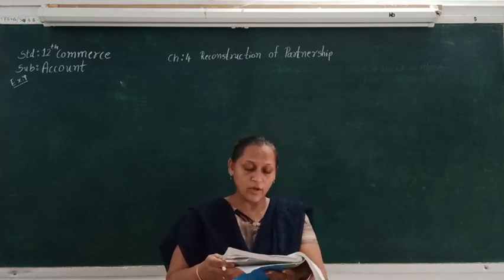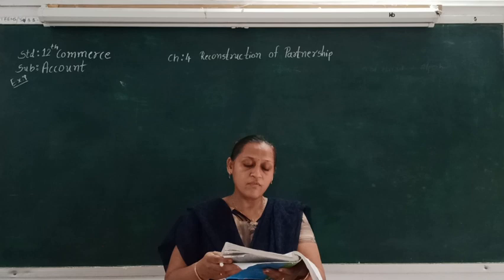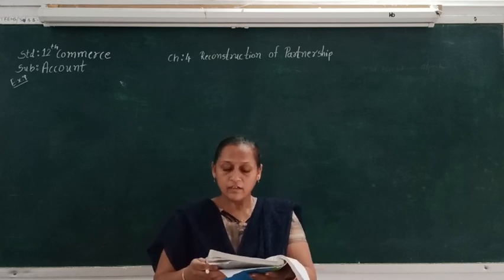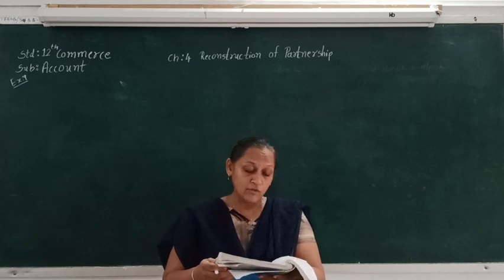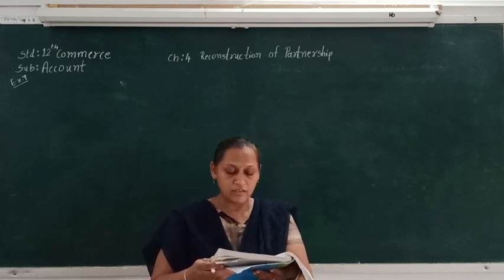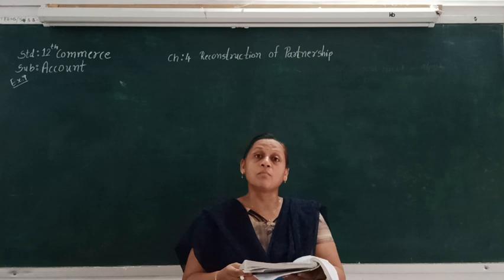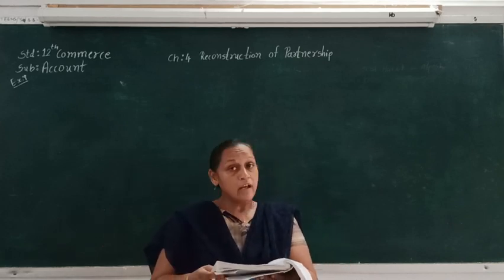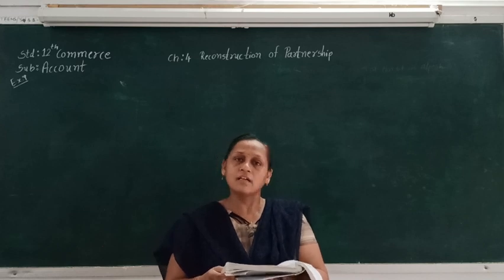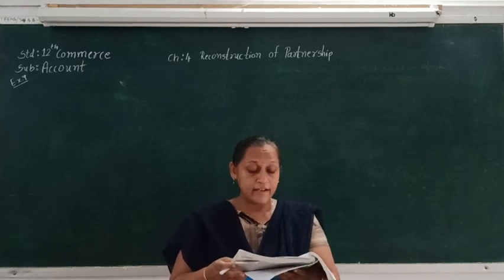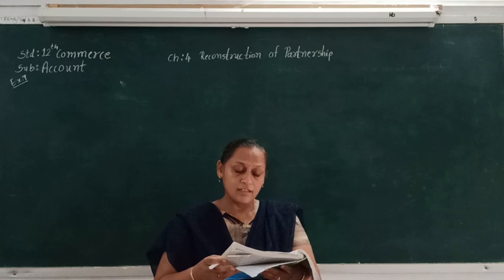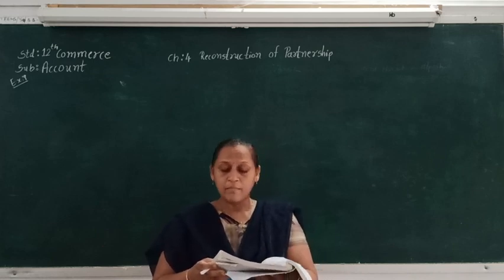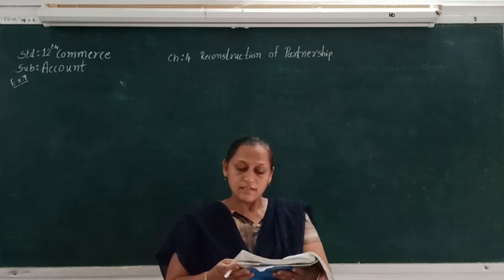Therefore, they decided to have revaluation of the firm's assets and liabilities. From the following information, prepare the revaluation account and balance sheet after the revaluation in the books of the firm. So here they are asking to prepare the revaluation account as well as balance it after the revaluation. And here they have given us the balance sheet of Hardik and Alpesh partnership firm as on 31st March 17.